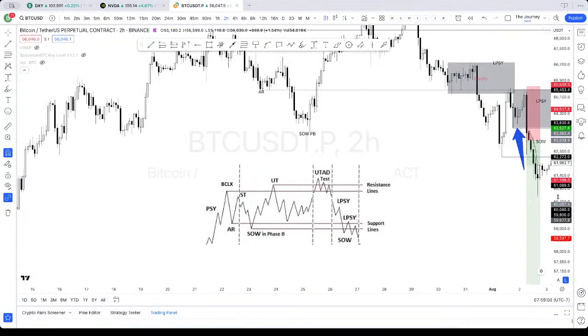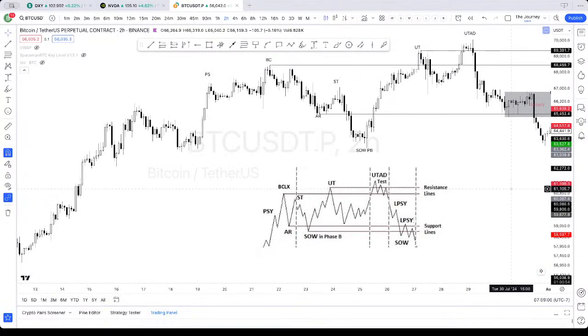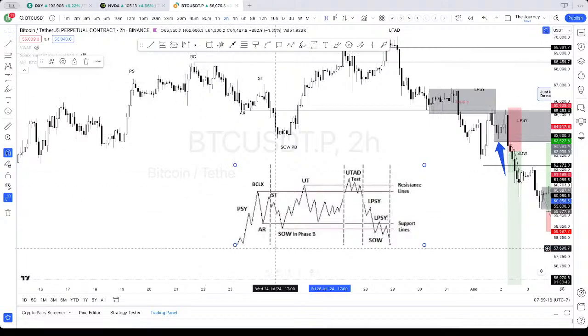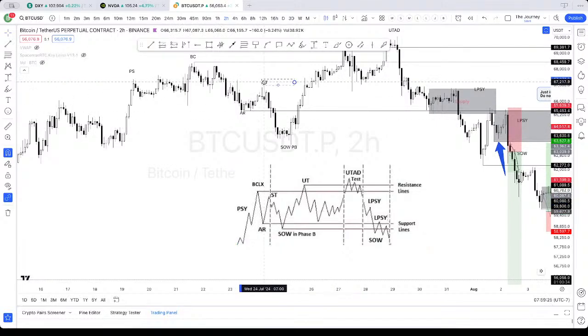All right. So price forms the PS, which is your psychological high. Then it forms a buying climax. Then, after your buying climax, you come down, you get what's called an automatic reaction. Your automatic reaction takes you up to your ST. ST stands for selling tail. Selling tail takes you below the automatic reaction. That is your sign of weakness in phase B.